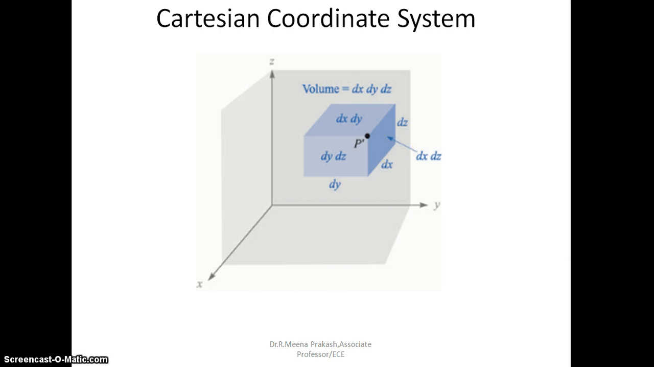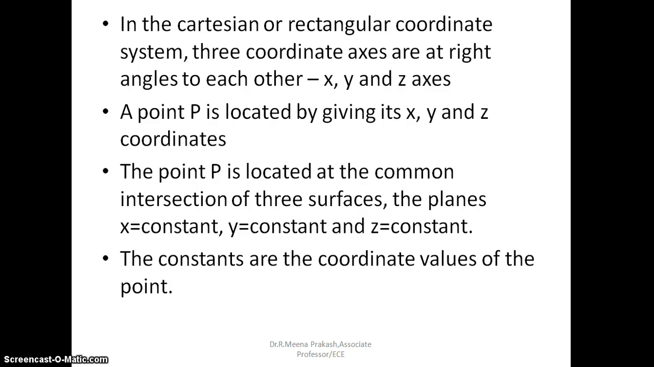In Cartesian coordinate systems, the coordinate axes are the x-axis, y-axis and z-axis, and a point is represented by the intersection of three planes, that is x equal to constant, y equal to constant and z equal to constant. So these three axes are the x, y and z axes. A point is located by its x, y and z coordinates.